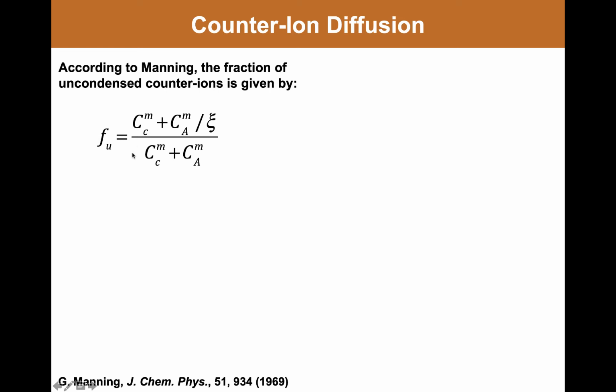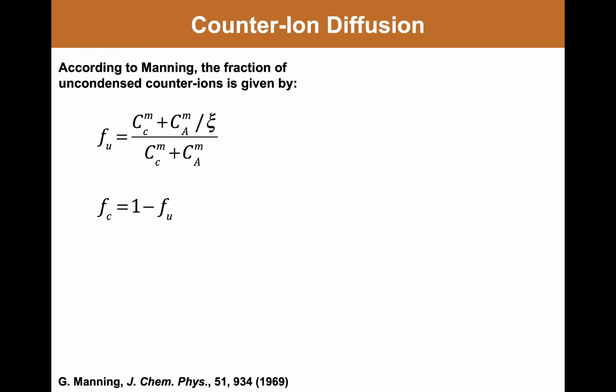And so the total number of counterions in the membrane is given, as before, by the number of co-ions. You need one counterion to balance every co-ion, plus the fixed charge concentration in the membrane. You need one counterion to balance each of those fixed charges. And then the fraction of condensed counterions is just 1 minus the fraction of uncondensed counterions.